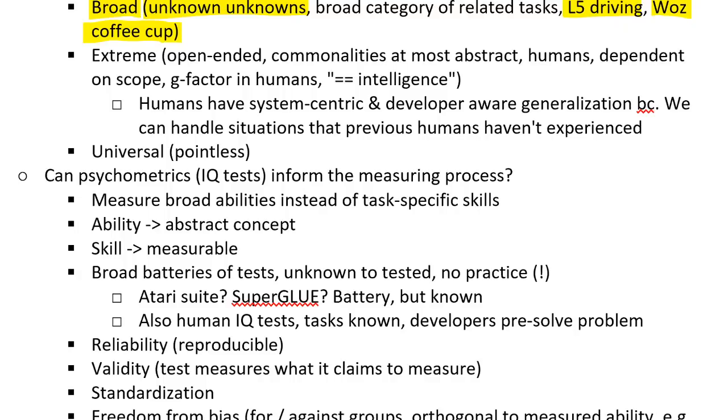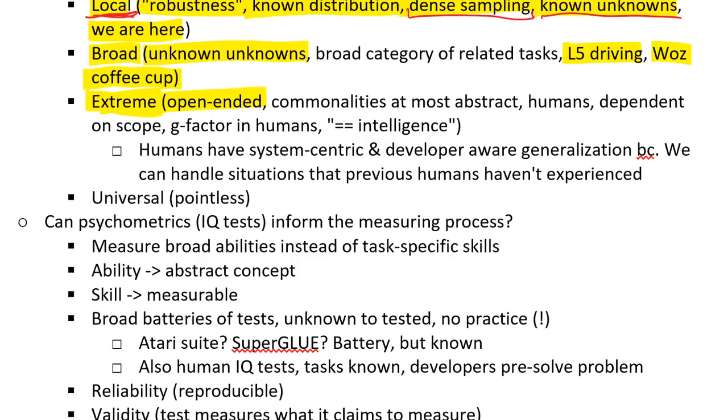Okay, then there's extreme generalization, where you have kind of open-ended tasks. You don't know what's going to come. You don't even know the broad category of task that is going to come, right? Broad still refers to a broad category of related tasks. So it is sort of a general ability. And extreme generalization just means, whatever comes, you can solve it.